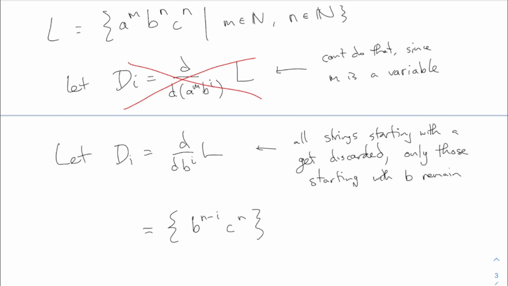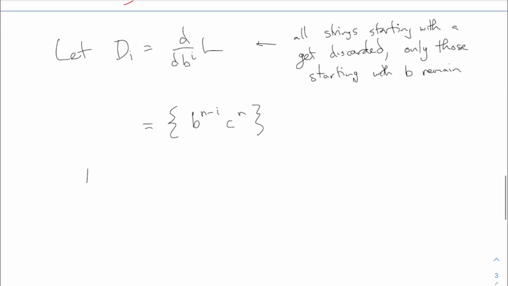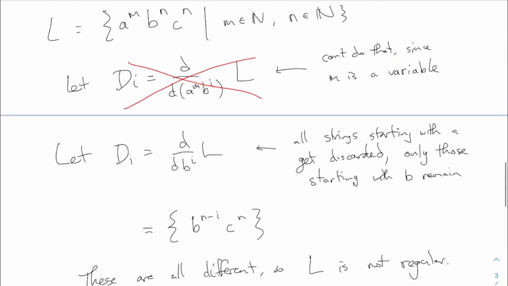All right, and anyway, now we conclude those sets are all different, just like all the other examples. Now it looks the same as the others. These are all different. So L is not regular. This is, in my opinion, a weird example because you take the derivative with respect to something that you don't even see at the beginning of the strings. But it's because some of those strings actually do begin with b's.